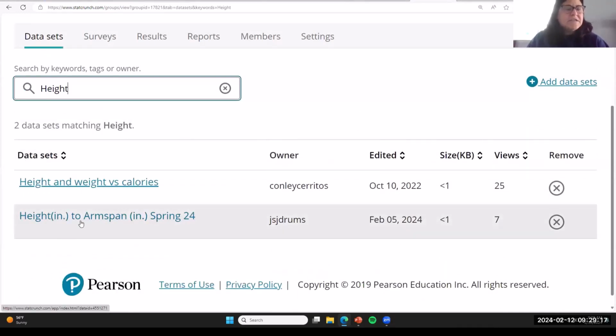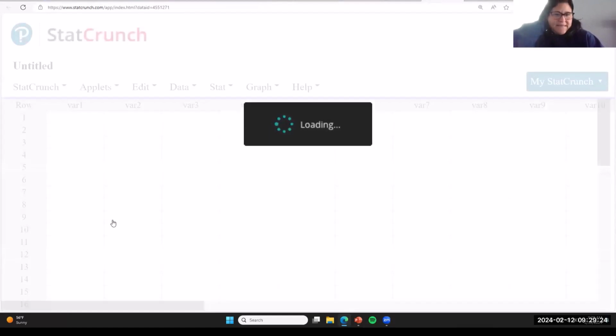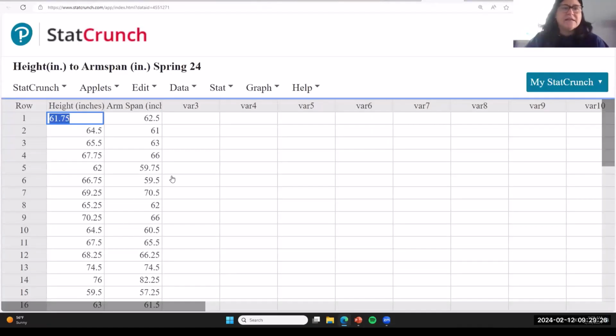The height in inches compared to arm span, also measured in inches. So I'm going to click on that data set. And so this is a lot of times how you can get to data without having to punch it all in if I've already loaded it for you. So notice that this data set is set up importantly in that each of the rows represents the same person. So this data is connected by the same person.